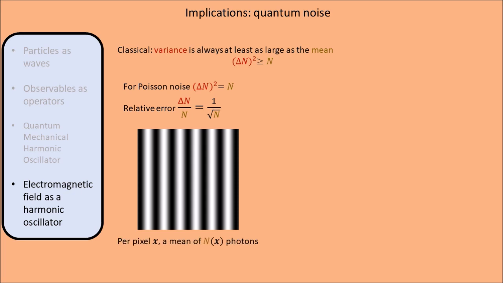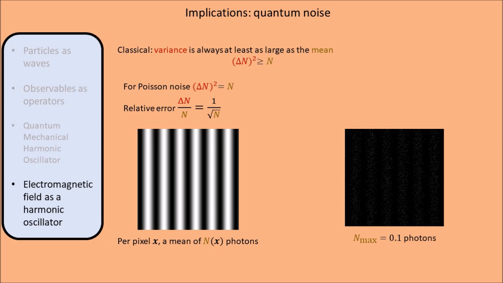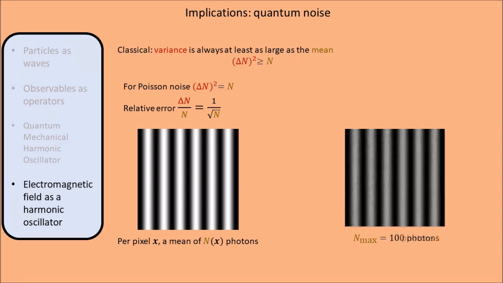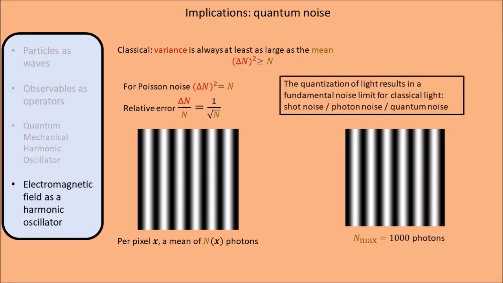Now let's pick a very low exposure time, so that even at the pixels where the interference pattern is brightest, we only have a mean number of detected photons of 0.1. We find that the detected pattern is very noisy because we detect very few photons. If we increase the exposure time so that we measure more and more photons, we see that the relative error decreases and the interference pattern becomes clearer. So the quantization of light results in noise that is for classical light limited by 1 over square root n, which follows from the properties of the Poissonian distribution.